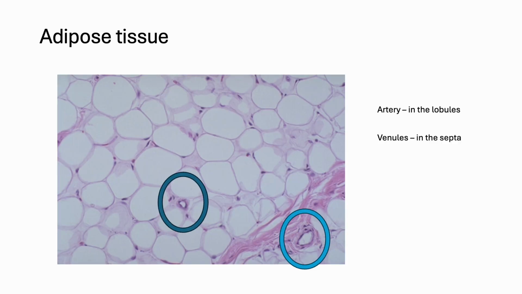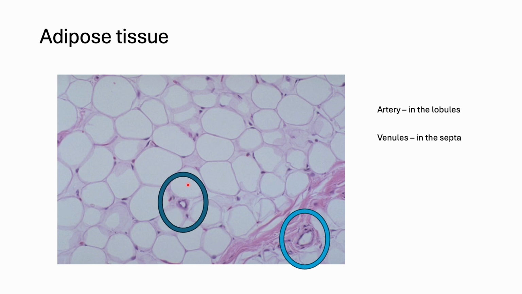To have a better understanding about the adipose tissue, I would like to use this image to demonstrate. This is the fat lobules, and this is the thin fibrous tissue. We call it septa. And the little blood vessel inside of the lobule is the artery, and the larger vein inside of the septa is the venous.